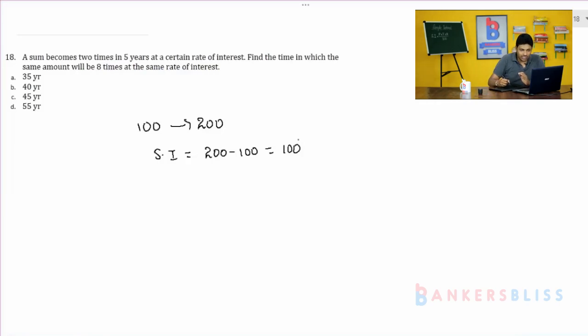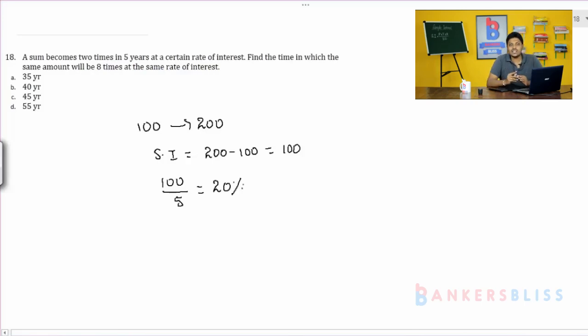Okay. So, that is in 5 years. So, per year how much will you get? 100 by 5, that is 20. So, 20% is the rate of interest. For 100 rupees investment you are getting 100 rupees interest in 5 years. So, per year, 100 by 5, which is 20%. In the second case also the same 20% has to be adopted.